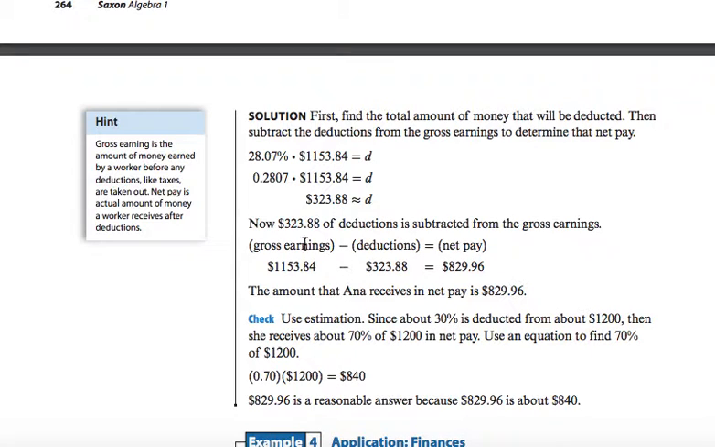Then you take $1,153.84, subtract $323.88 to get a total net pay of $820.96. Seems unfair, but that's the way in which taxes work, in which those taxes go to the different types of amenities that our country affords us. So we take that income, we reduce it by the income tax, and this is what you actually get paid. It'd be nice to just get this and not have to worry about taxes, but taxes pay for a lot of those things that we don't think about.